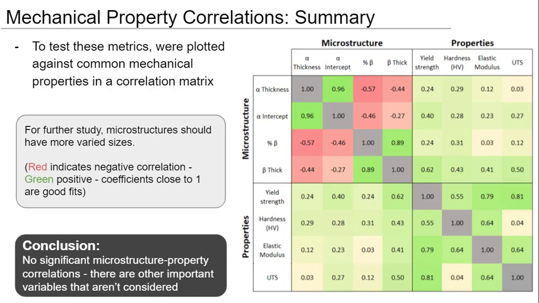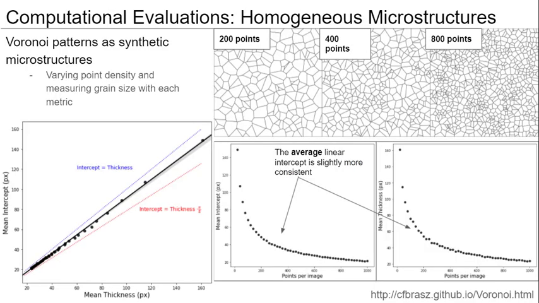And the first way I tried to quantify the difference between these, I used Voronoi patterns as synthetic microstructures to analyze. These are randomly generated points that result in randomly generated microstructures that tend to look vaguely like real microstructures. There are some subtleties, but it's roughly the same.